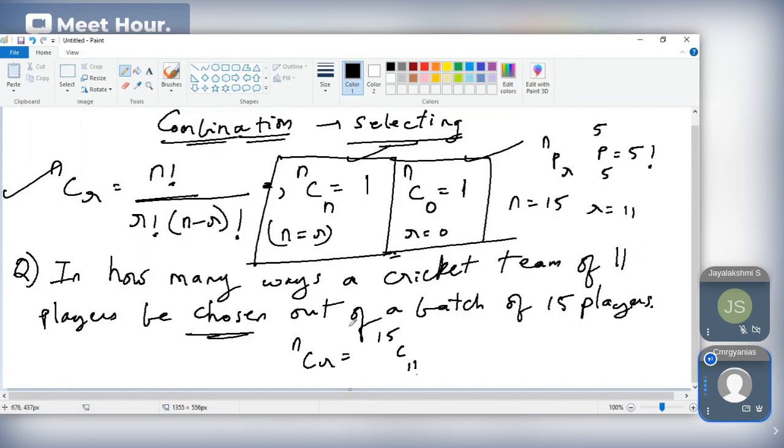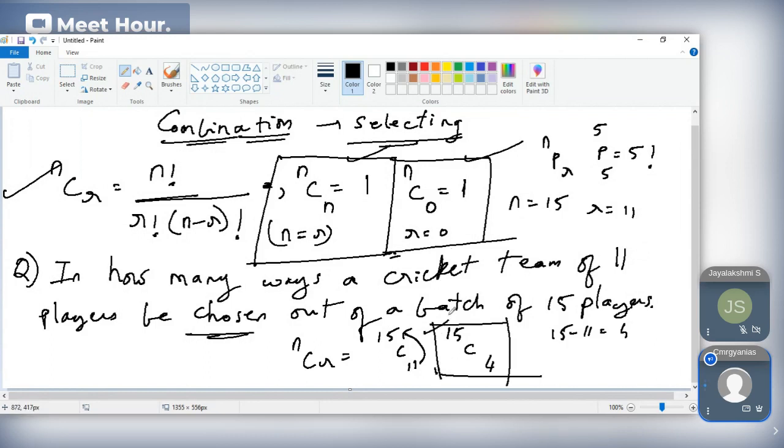See, the final value of this and the final value of 15C4 are both the same. The point is, what have I done? See these two: 15 minus 11 is equal to 4. The 15C11 I can also write as 15C4. Both are same. You can reduce that number.